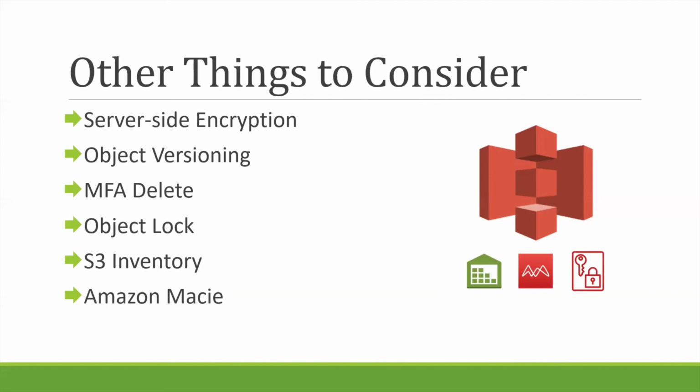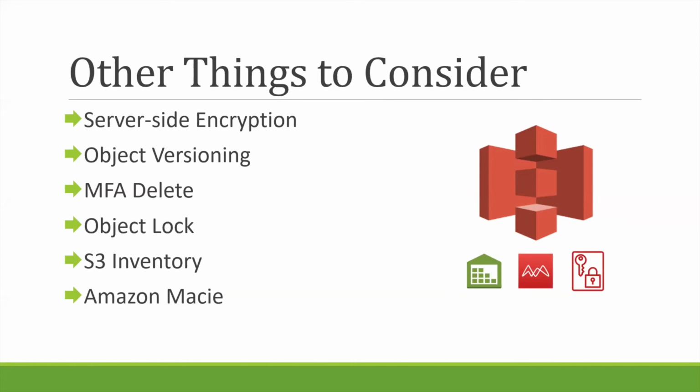Some other things to consider that I don't have time to really go into any details, but you should be looking at server-side encryption for the objects you have in S3. Object versioning, which will keep track of multiple versions of your object, including when you delete them, that still remains there in the background. Multi-factor delete and object lock are ways of preventing objects from being deleted, either without a secondary form of authentication or perhaps indefinitely based on perhaps a legal requirement that objects are retained.